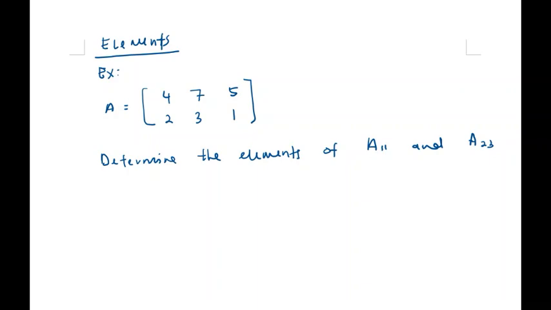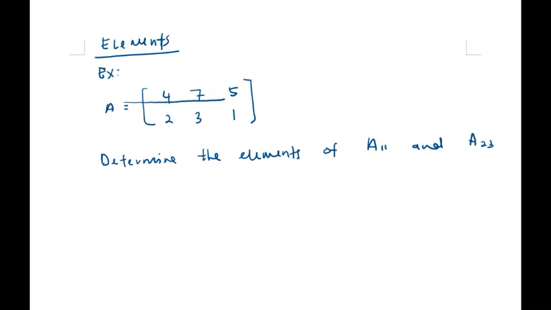Elements. So what is an element? Every number in the matrix is known as an element of the matrix. Okay, I'll give you an example. First, we need to determine the rows and the columns of this matrix.